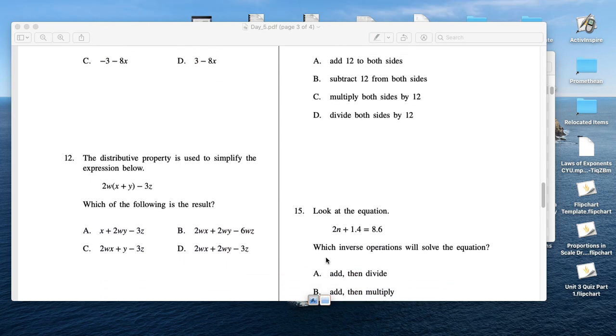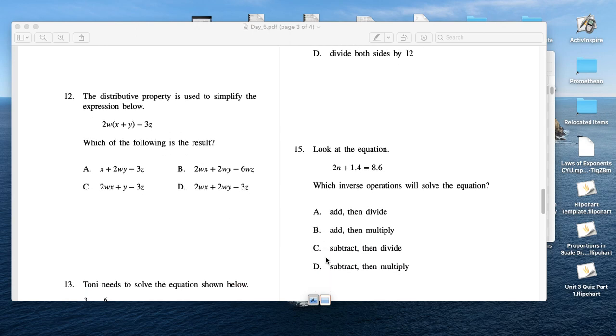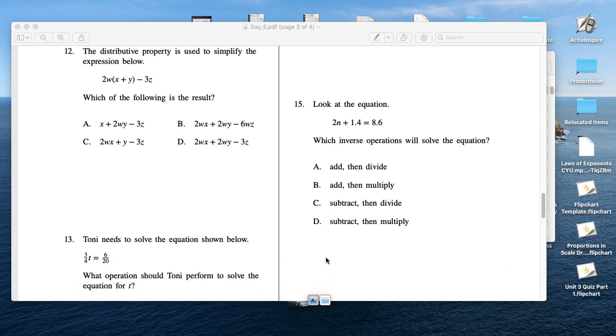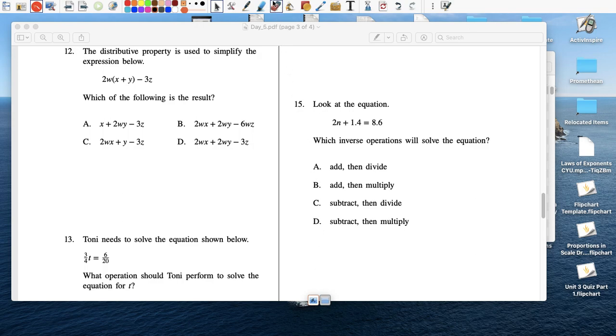12. The distributive property is used to simplify the expression. Which of the following is the result? All right. If we multiply these two, we get 2wx. Then we multiply these two, we get positive 2wy, and then minus 3z. Remember, the 2w does not multiply this. It's only the terms in the parentheses. So do we have anything that looks like this? 2wx, 2wy, minus 3z. There we go.